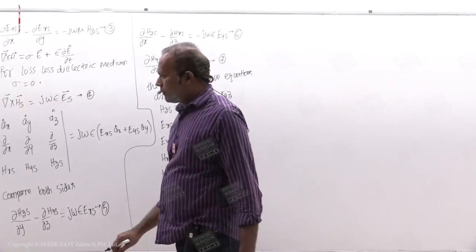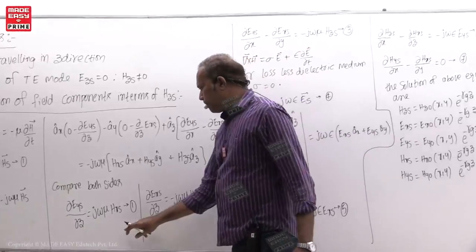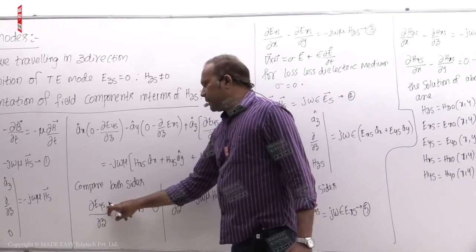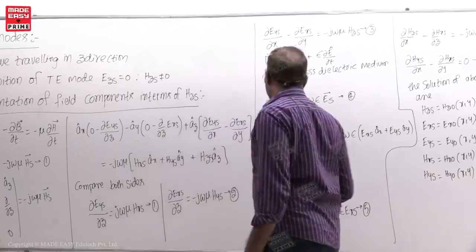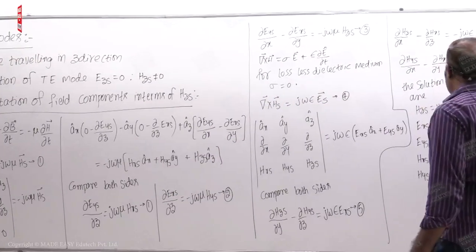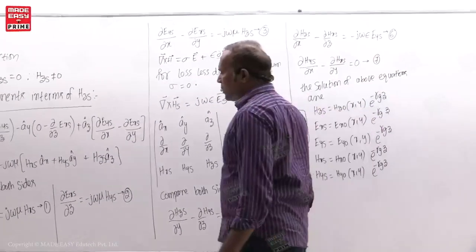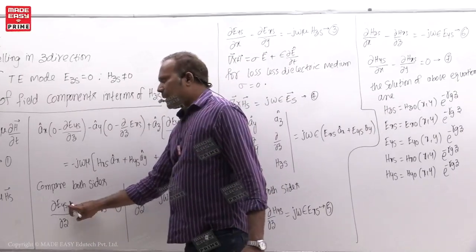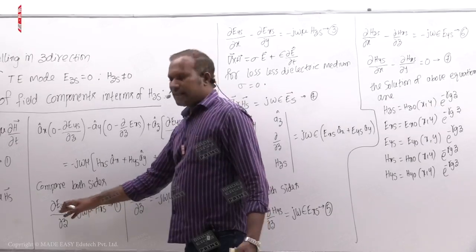Now, you see this equation, Eys is a function of e power minus gamma g z. If you differentiate that with respect to z, then you get Eys multiplied with minus gamma g.